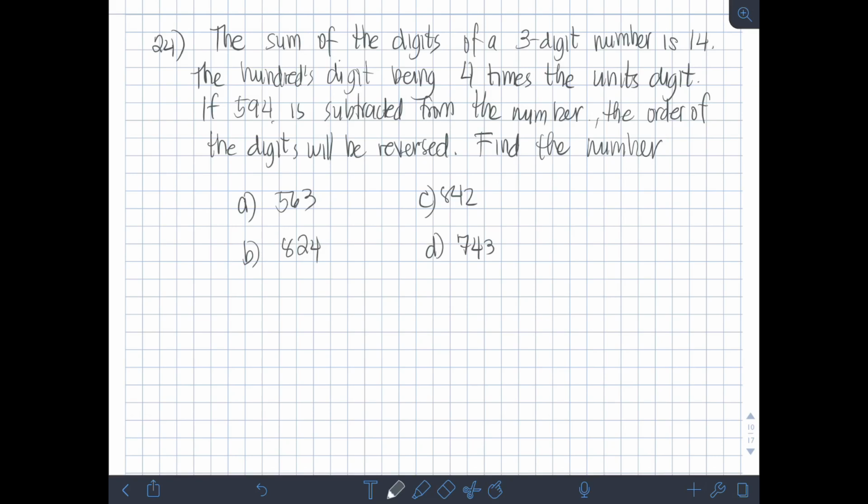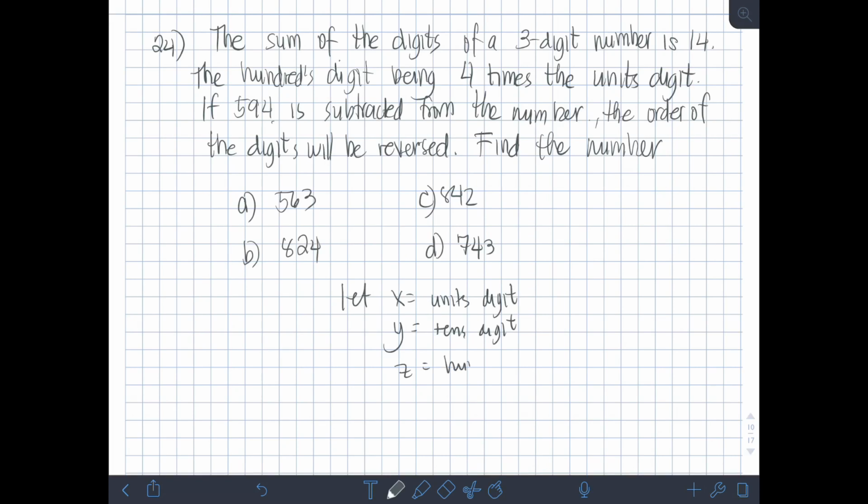Okay? Next, we have the sum of the digits of a 3-digit number is 14, the hundredths digit being 4 times the units digit. If 594 is subtracted from the number, the order of the digits will be reversed. Find the number.